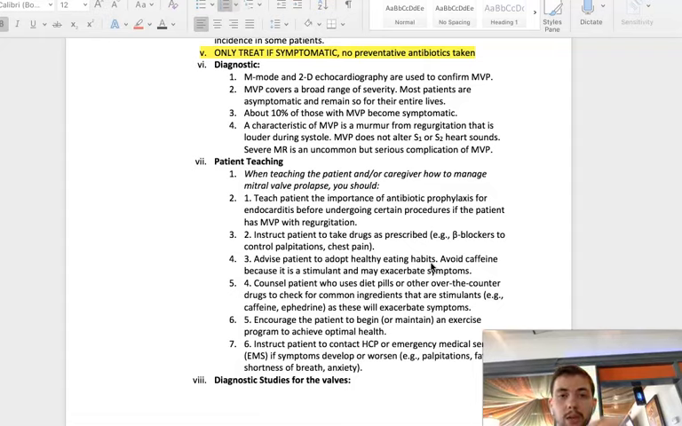When teaching the patient and the caregiver, stress the importance of prophylactic antibiotics for endocarditis, because it's really important when undergoing any procedure. You want to instruct your patient to take drugs as prescribed and adopt healthy habits: avoid caffeine, no alcohol intake. Counsel patients who use diet pills or over-the-counter products to tell their doctor about everything they take, because there could be contraindications.